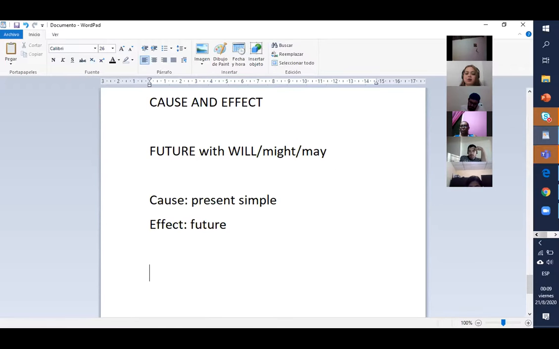But if, you always have to use if plus present. You cannot use if plus will. That's not possible, all right? You can change the order, but you cannot use if with the future tense.